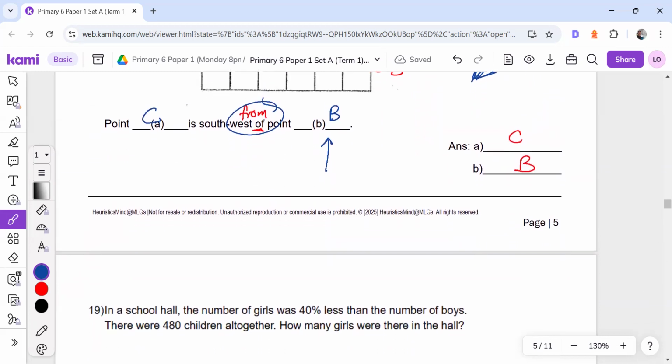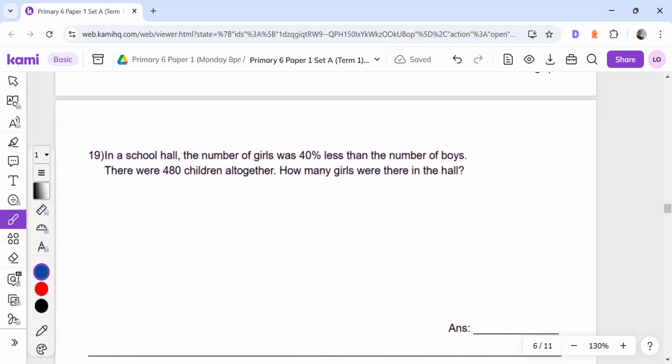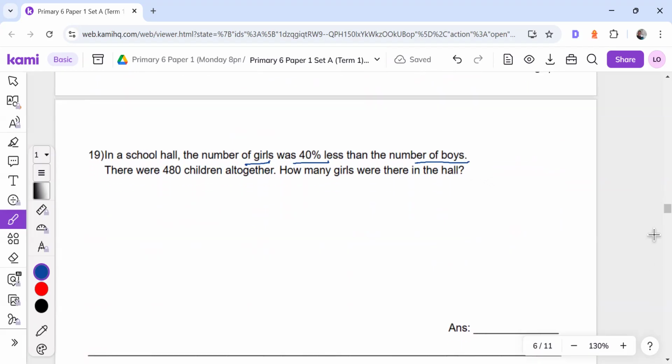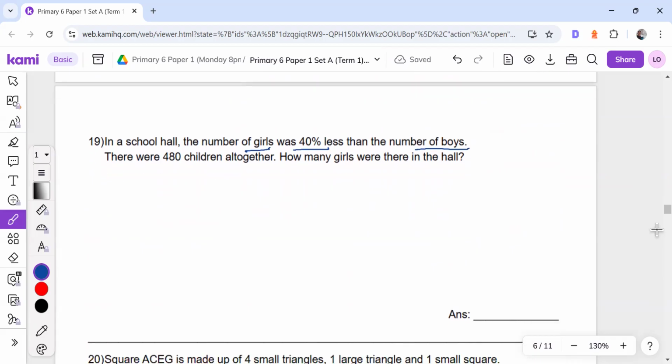Okay, let's go to question 19. Okay, question 19, those who came today, right? Those who came today, the girls was 40% less than the boys. Let me ask, okay, let me give the answer first.